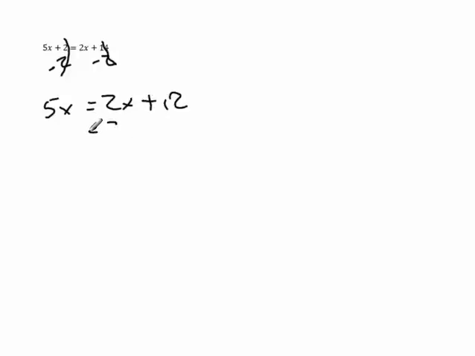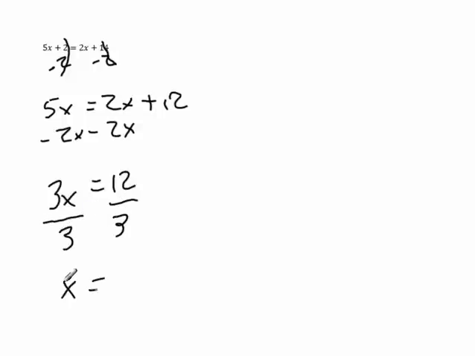And now I want to subtract my 2x because I need to get my x's on the same side. And I have 5x's minus 2x's, which leaves me with 3x's equals 12, and now I divide by 3. And that leaves me with x equals 4.